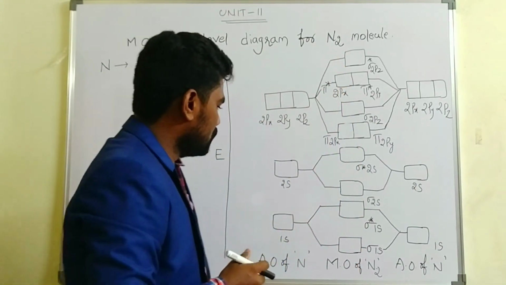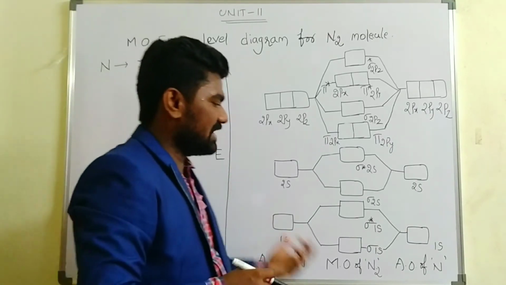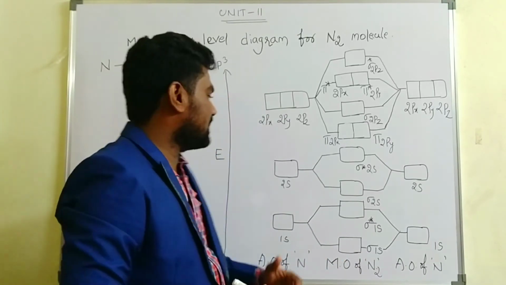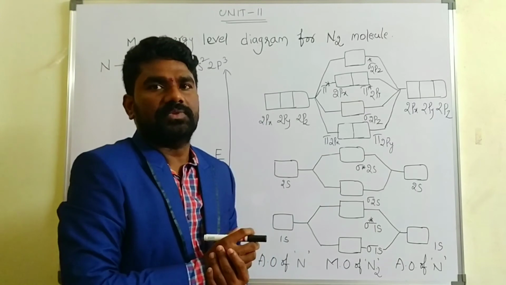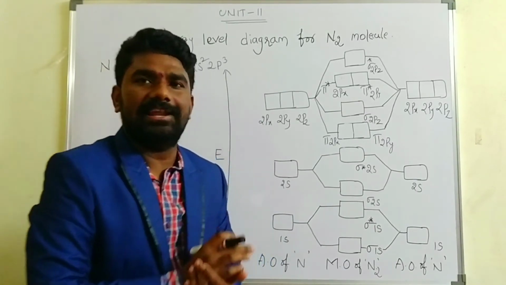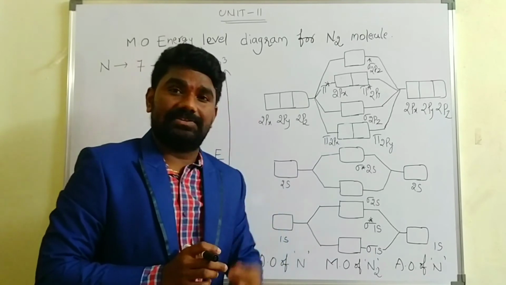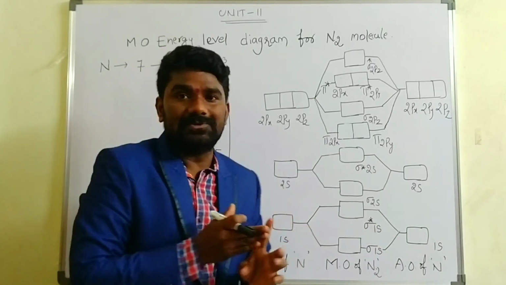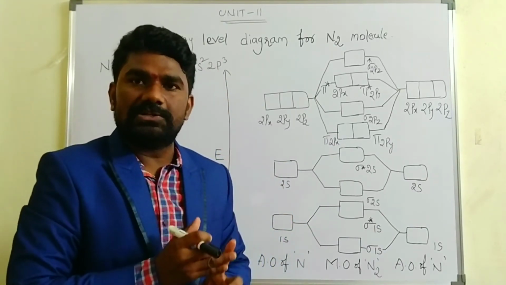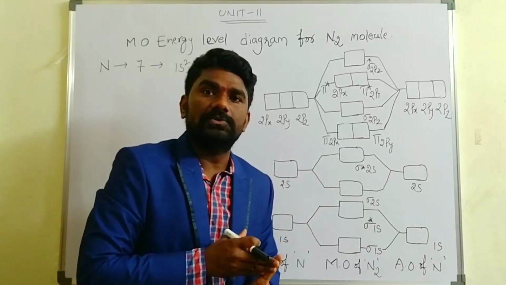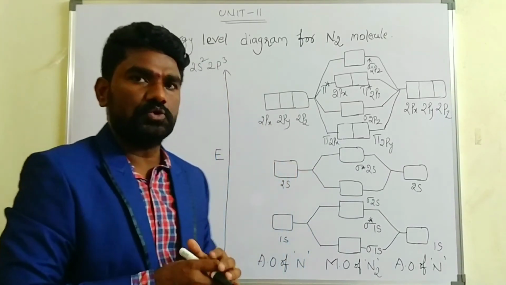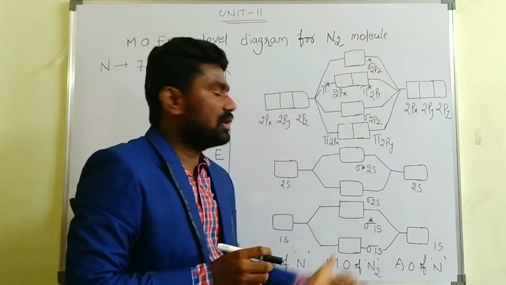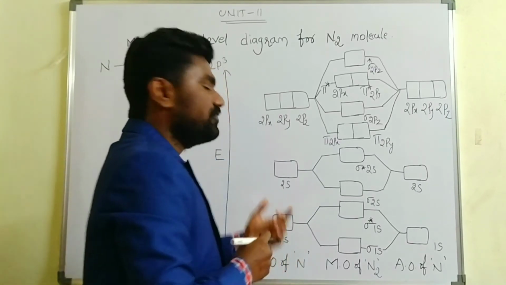Yeah, this is the way to draw the atomic orbitals of the nitrogen atom and the molecular orbitals of the nitrogen molecule. After drawing these orbitals, what we have to do is fill the electrons, as per the three rules, that is the Aufbau rule, the Pauli exclusion rule and finally Hund's maximum multiplicity rule. Based on these three rules, we are going to fill the electrons within the atomic orbitals as well as the molecular orbitals. Yeah, how to fill the electrons?